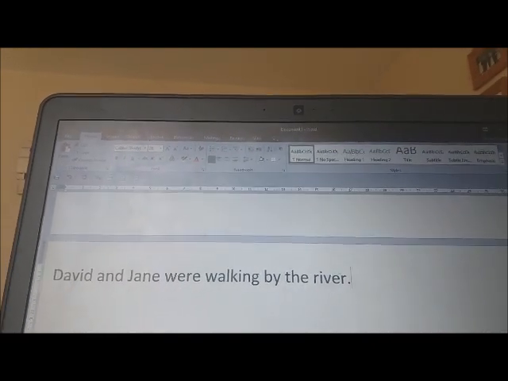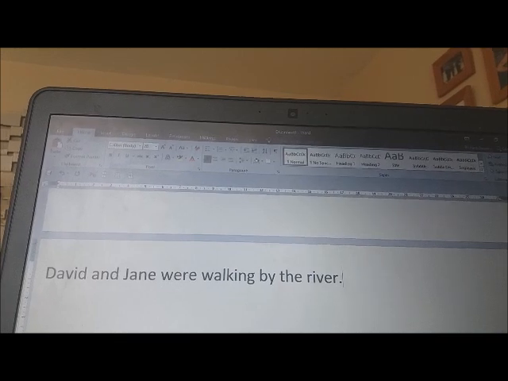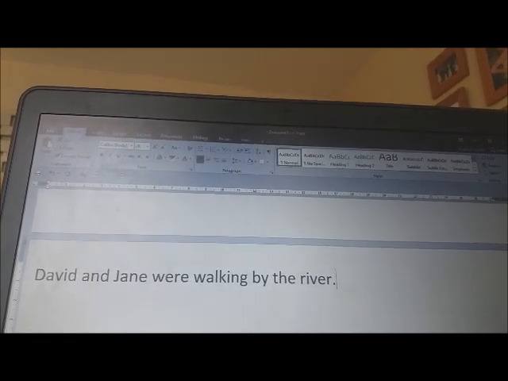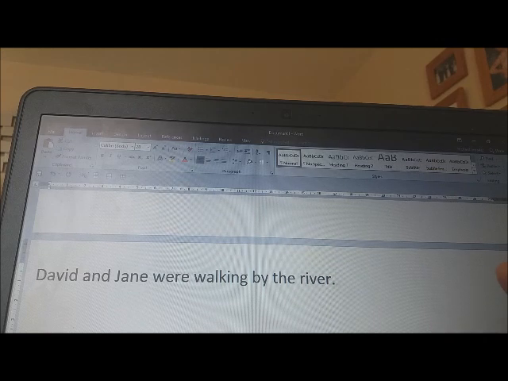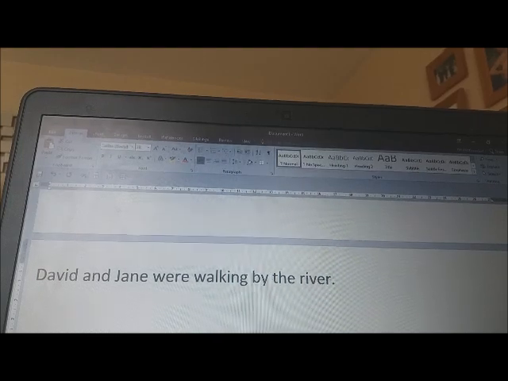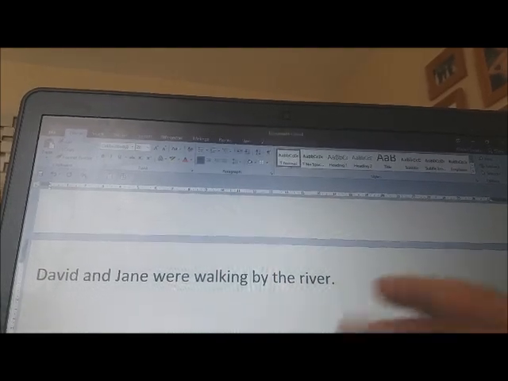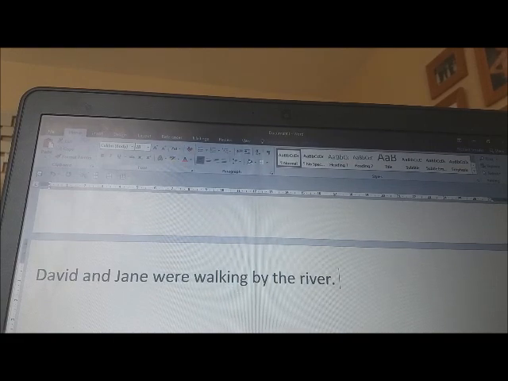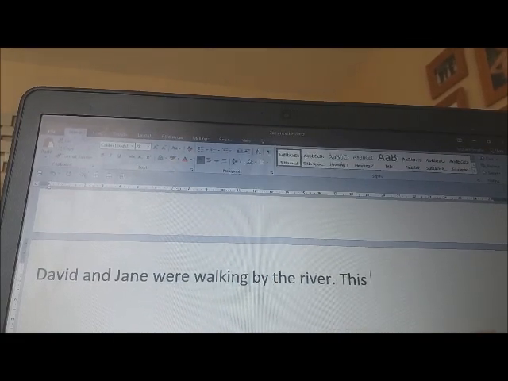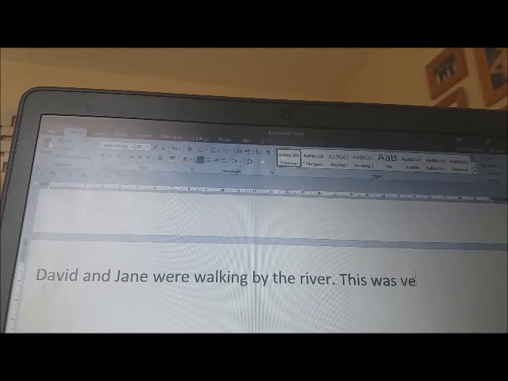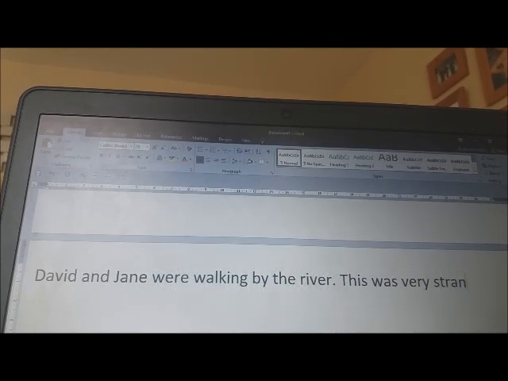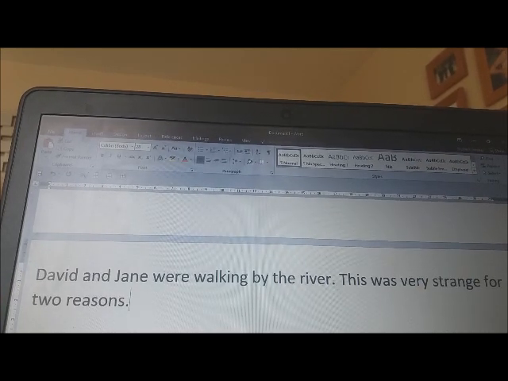Now what I want to do, just move the camera a bit, is this: the readers should be a bit puzzled by this, because they know that David and Jane don't really like each other. So I should explain in the next sentence. So this was very strange for two reasons. Okay, this was strange for two reasons.